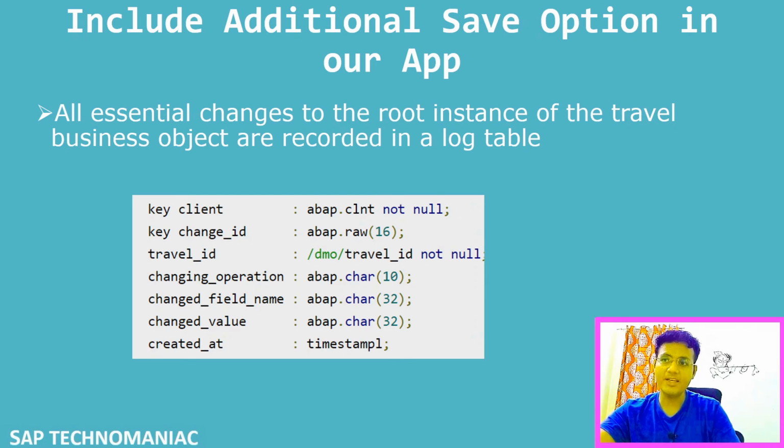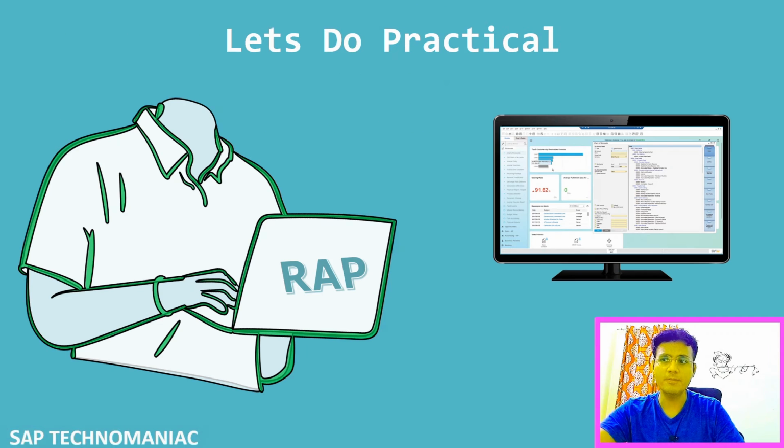Now in our application also we have to do the additional save. So this is how we will do the practical. Whenever we are saving the data, I want to track what field got changed, when it got changed, and who changed it. So we will create a log table with the change operation, change field name, change value, and change date. Using that log table, I can track back all the records: who changed, what value got changed, and when. So that we will try to implement. Without wasting time, let's jump into the system.